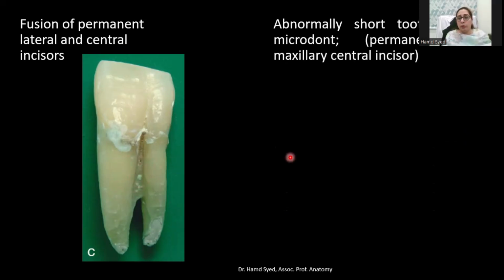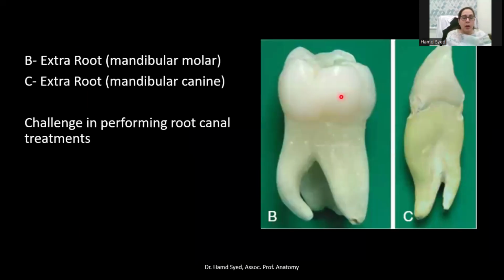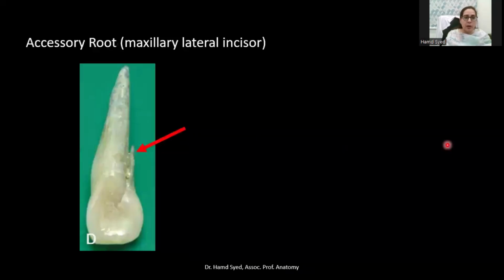The tooth might be abnormally small, which is known as microdont. You can see over here, or it might be abnormally large, which is a macrodont. Sometimes the teeth might have extra roots. Over here in diagram B, you can see a mandibular molar having an extra root, and in C, you can see a mandibular canine with an extra root. So when there are extra roots, they will provide a challenge during root canal treatments. Similarly, an accessory root might also be present as shown over here in the case of a maxillary lateral incisor.